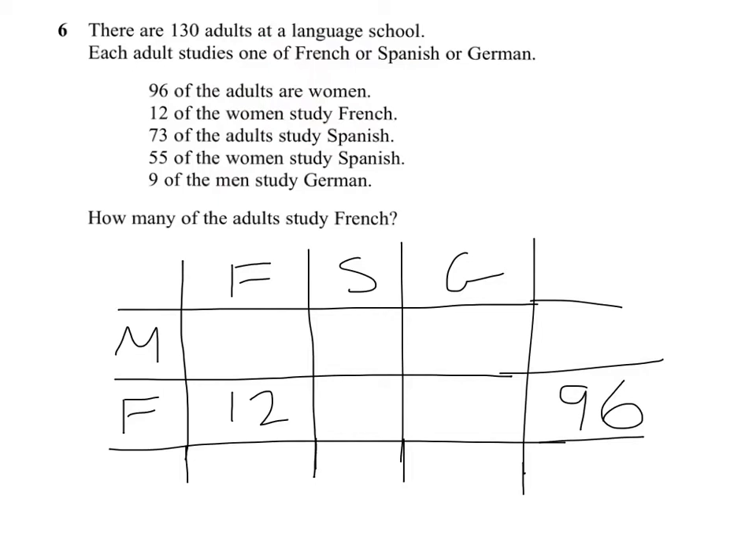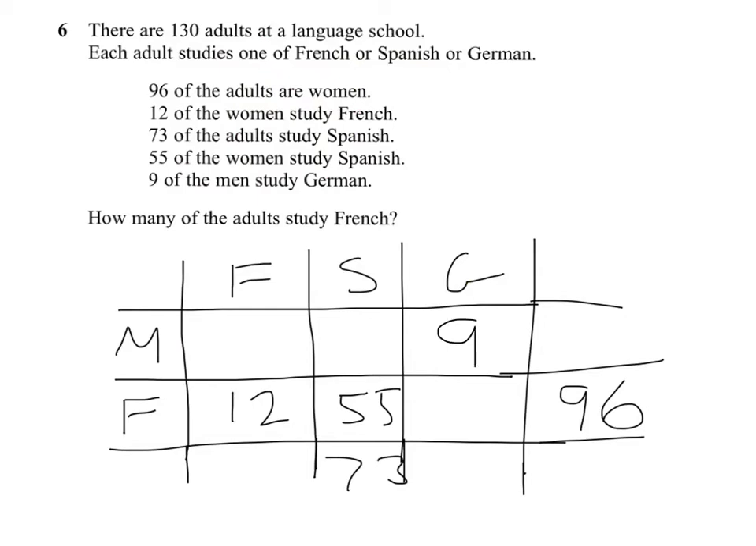73 of the adults study Spanish. So just to show you, there's a Spanish male, Spanish female, so altogether there's 73 studying Spanish. 55 of the women study Spanish, so let's put that in, 55 women studying Spanish, and 9 of the men study German. So here's your men, and there's your German, so the 9 goes there.